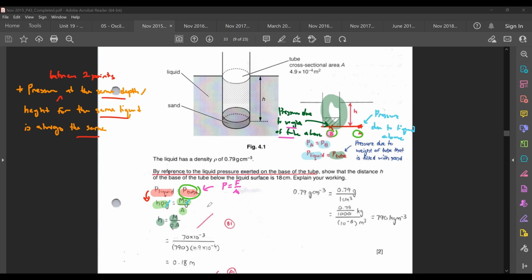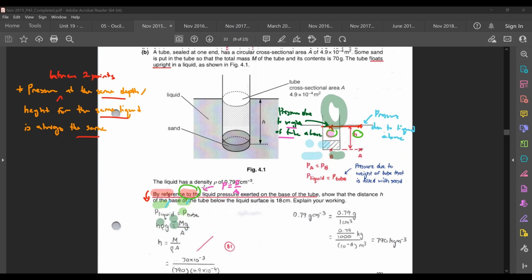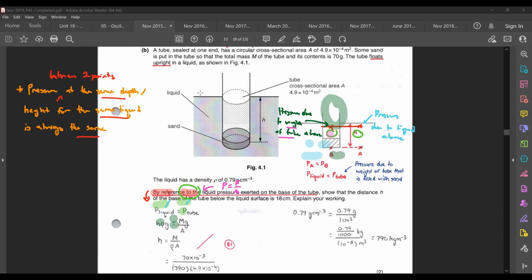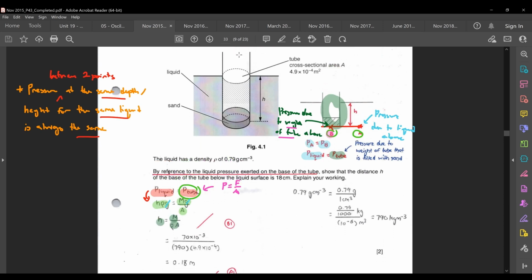So right now, you want to sub in all the values. Your mass, capital M, is already known. They already told you the mass somewhere earlier in the question. They told you that it's 70 grams. This is your mass, big M. Okay, so this one you have to change it to kg. So it's 70 times 10 power minus 3.